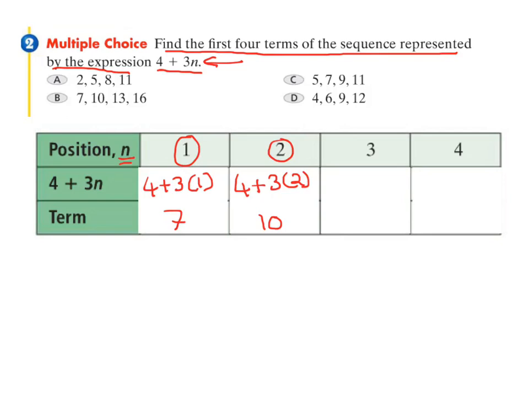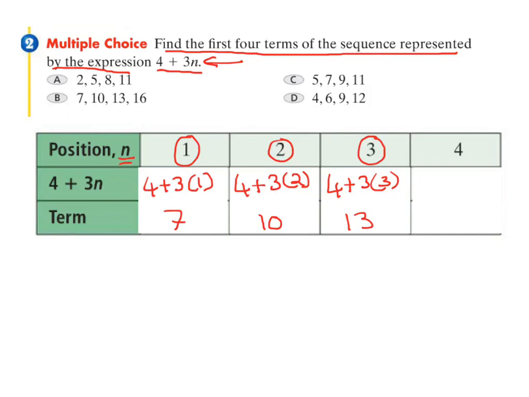What will be the third term? So if we are dealing with the third term, n is 3. So 4 plus 3 times 3, and that is going to be 13. So the third term is 13.